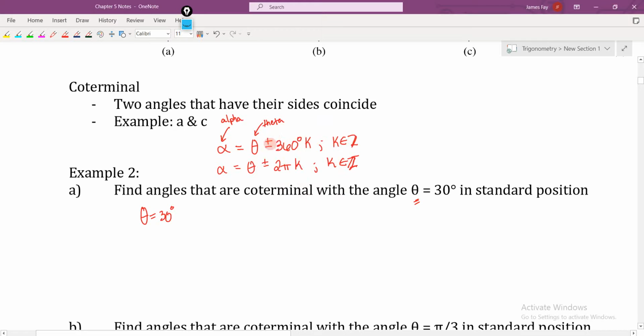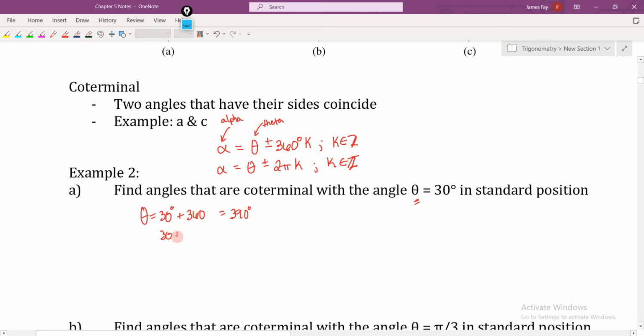Either one. I'm just saying this is kind of redundant to have the plus or minus here. But basically what I'm going to do now is if I'm in 30 degrees, I'm going to add multiples of 360. So I can add 360 once, and that will give me 390 degrees. So that's a coterminal angle with 30.